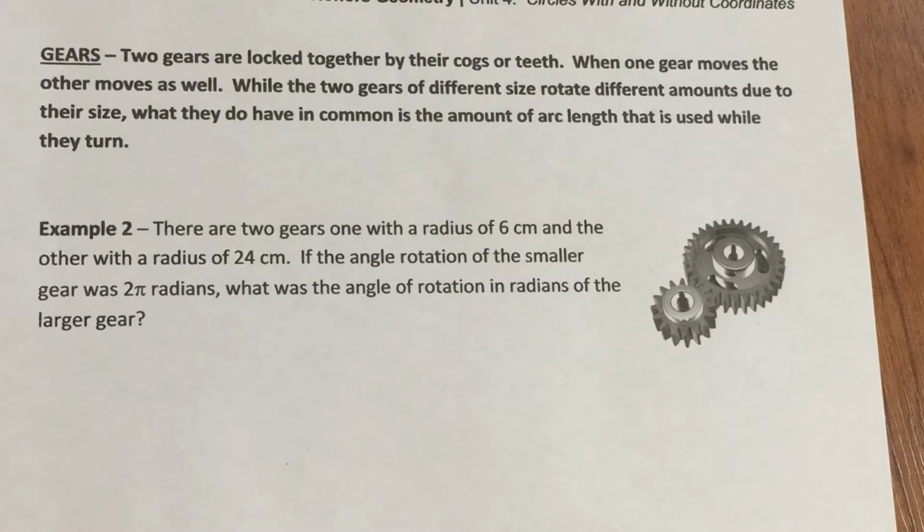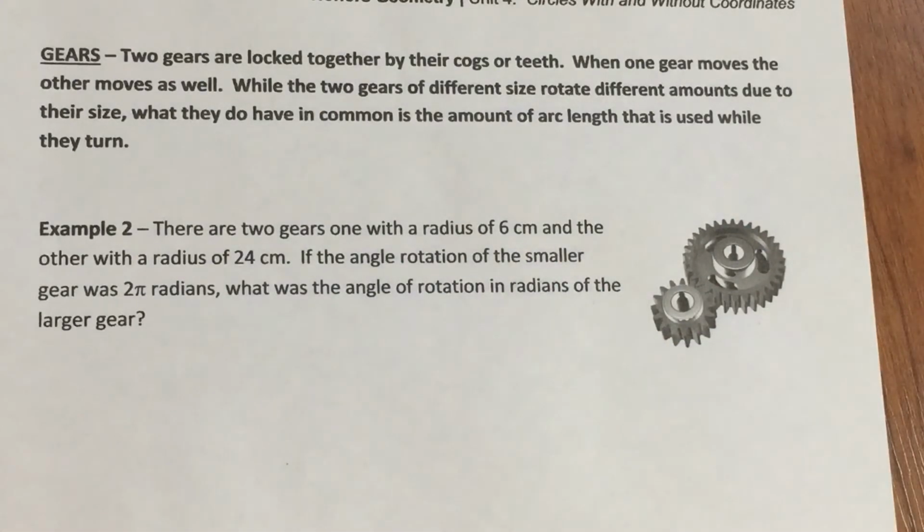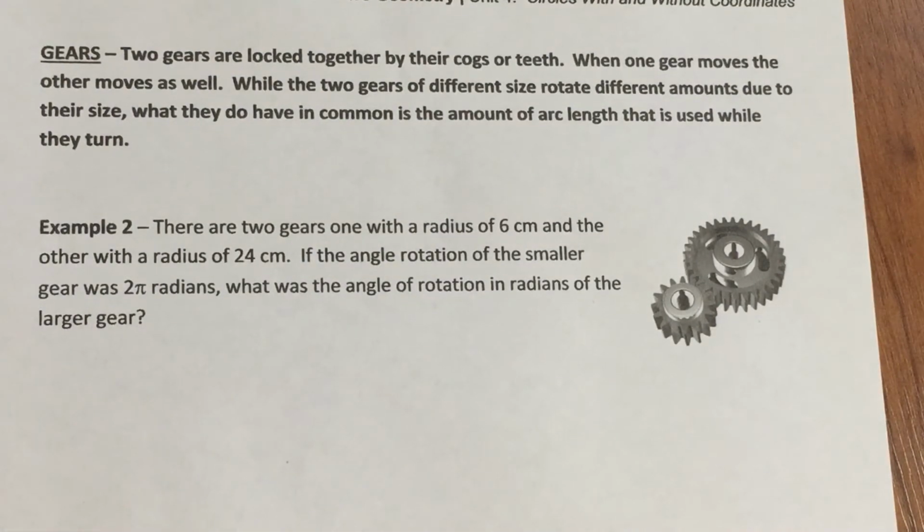While the two gears of different sizes rotate different amounts due to their size, what they do have in common is the amount of arc length that is used while they turn. So these are going to spin at different rates, right? If you ever see a machine run, that smaller gear is going to turn faster than that larger gear, okay? But they're going to be turning each other in part. But the arc length is like a distance, and the distance that is turned will be the same in each gear.